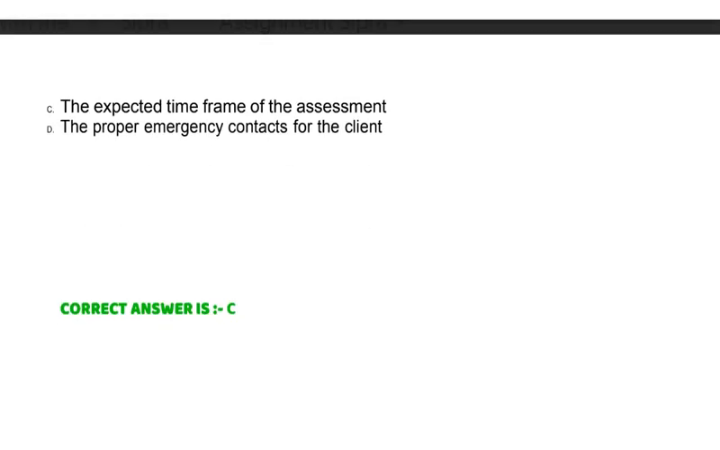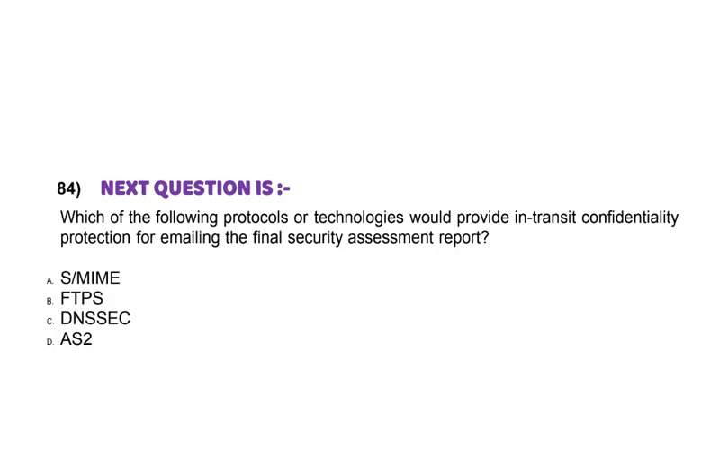Correct answer is option C. Question is, which of the following protocols or technologies would provide in-transit confidentiality protection for emailing the final security assessment report? Option A, S/MIME. Option B, FTPS. Option C, DNSSEC. Option D, AS2.